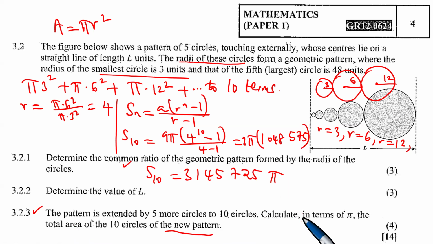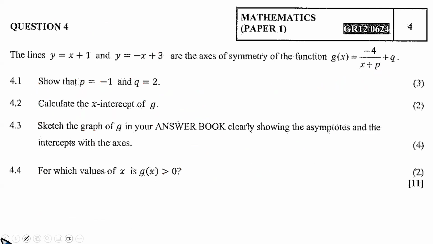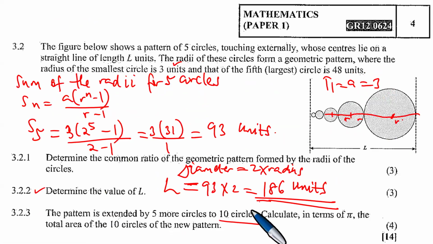Because we have to calculate in terms of pi the total area of the 10 circles of the new pattern. So the total area of the 10 circles of the new pattern would therefore be 3,145,725 pi. And obviously the units would be square units because we are finding the sum of the areas. All right, and then we'll see the next question. This one would just be in units there.